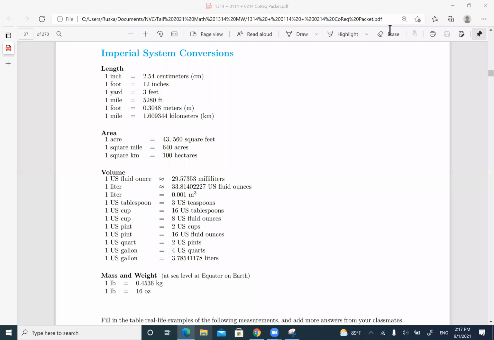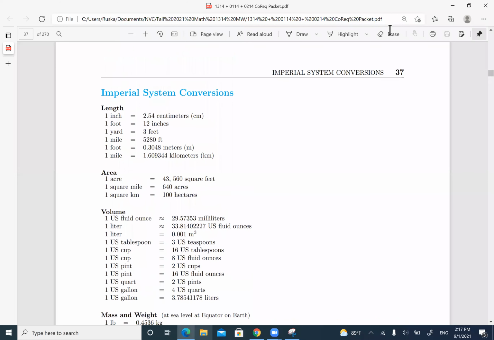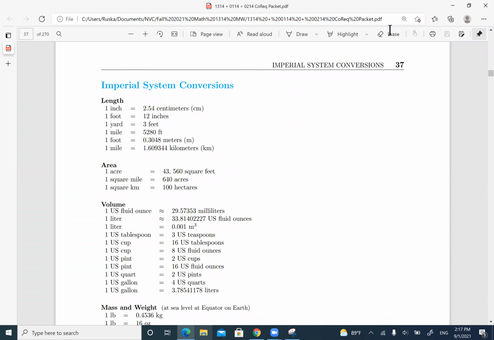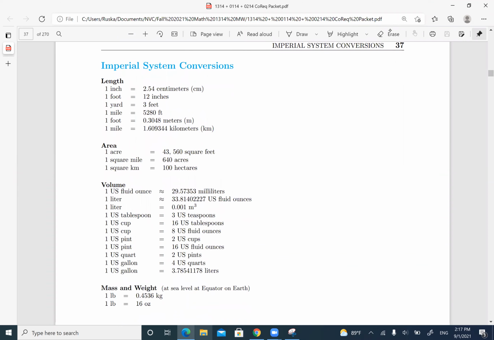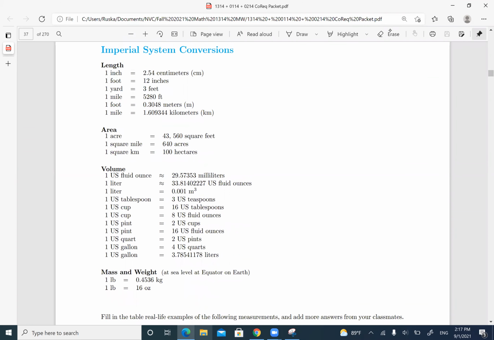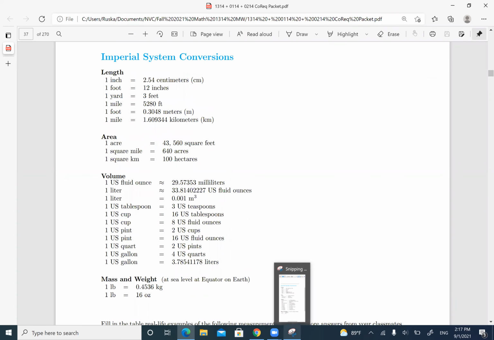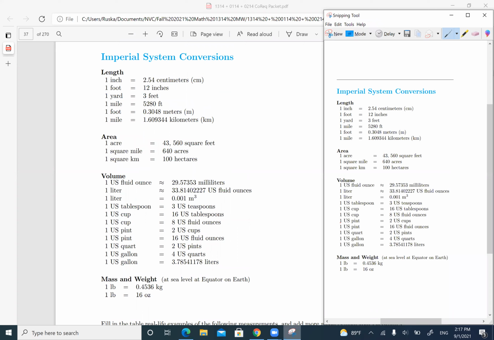Okay, so here in this page, we have page 37. We have some Imperial conversions we're going to use. You have inch to centimeter, foot to inches, and all this for length. You have the area conversions, you have volume conversions, and mass and weight. So I kind of made a little screenshot of that. So I'm going to use this when you solve the problems.